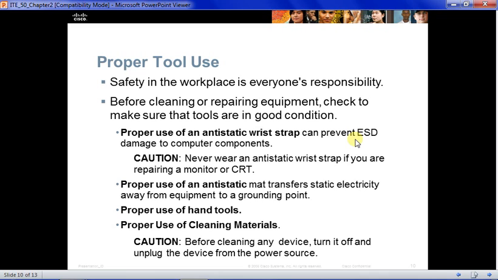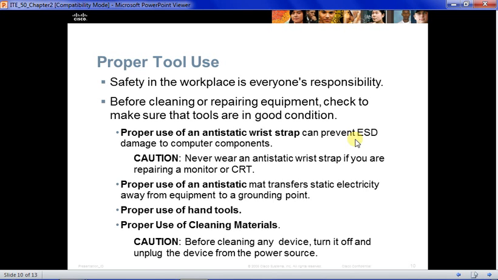Make sure you use your tools properly, and make sure you clean your tools, and you also clean the computer equipment on a regular basis. Remember, always turn off and unplug all cables before you clean any computer equipment. Can't say that enough. Make sure it's always unplugged.